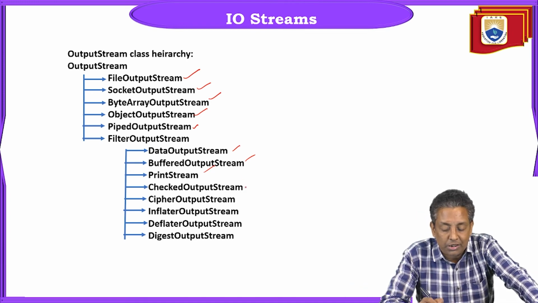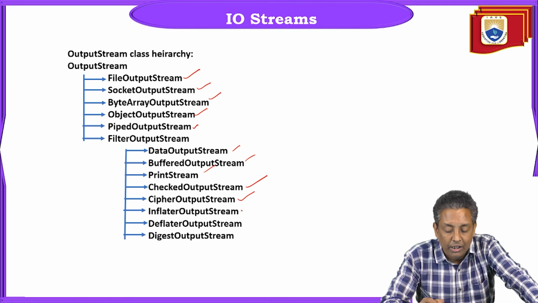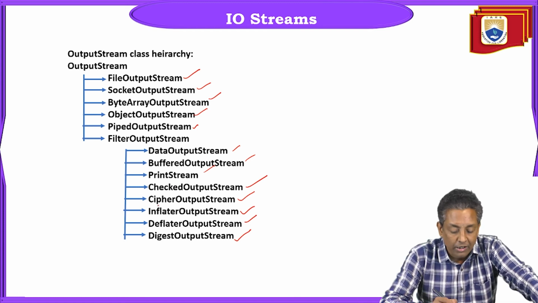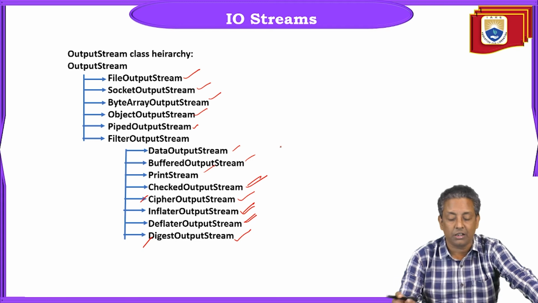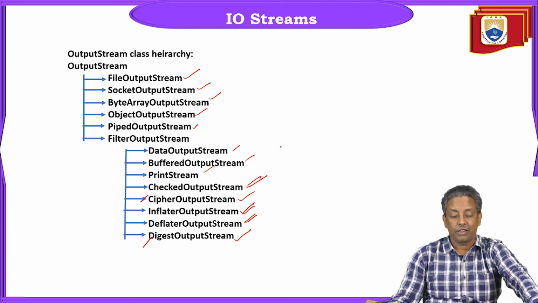And CheckedOutputStream, this will come in the zip operations, I think, zip and jar operations. Ciphering comes in security. Inflater and Deflater also come in compression and decompression only. DigestInputStream again comes in security. These two come in security. And this one and this one come in zip and jar files.